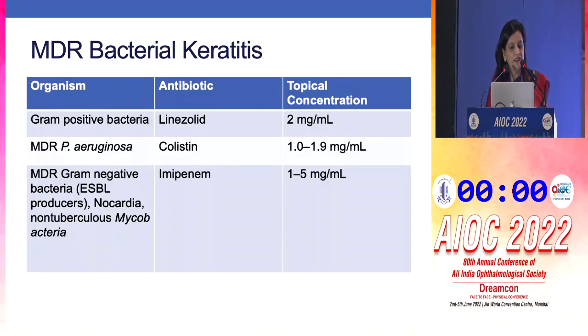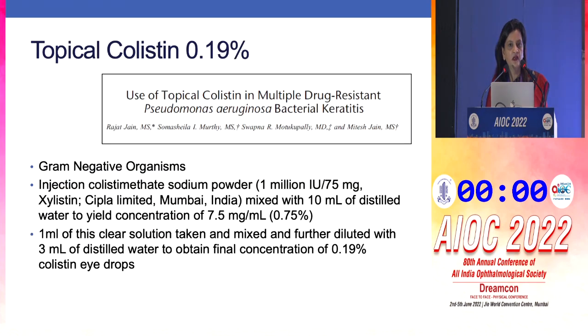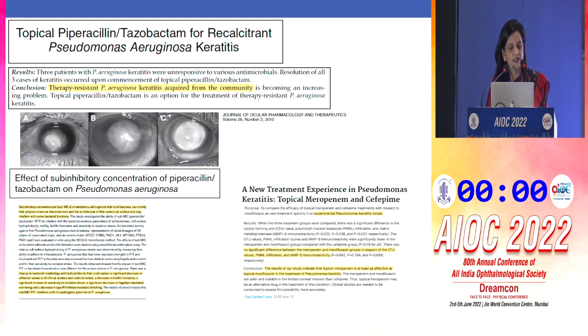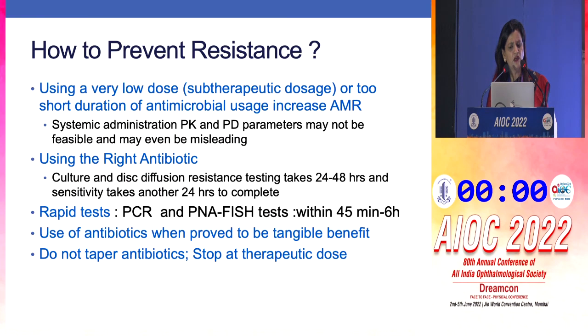So for multi-drug resistant bacterial keratitis, linezolid 2 mg per ml, colistin, and imipenem are the three drugs which can be used. This is topical colistin, 0.1%. Again, this is the way we prepare it for all those who don't have a pharmacy to help them to prepare it. Again, these have shown promising results, but there are no long-term studies or trials to talk about.